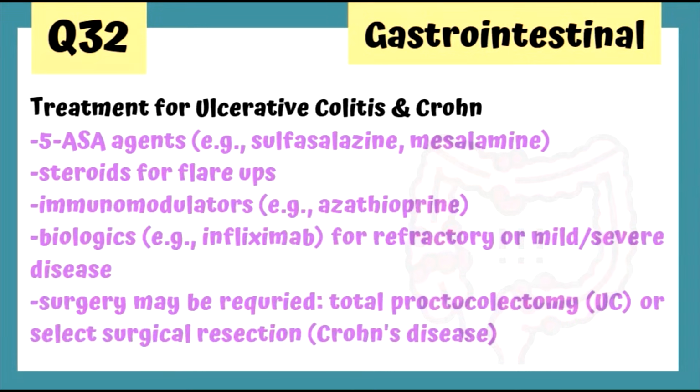And here's treatment for ulcerative colitis and Crohn's. By the way, it's so fascinating. It's such similar treatments for ulcerative colitis and Crohn's. For our purposes, we could say they're basically the same thing. Sulfasalazine, mesalamine, steroids for flare-ups, immunomodulators, azathioprine, infliximab for refractory or mild to severe cases, and surgery may be required. And in case of ulcerative colitis, total proctocolectomy or select surgical resection in the case of Crohn's disease.